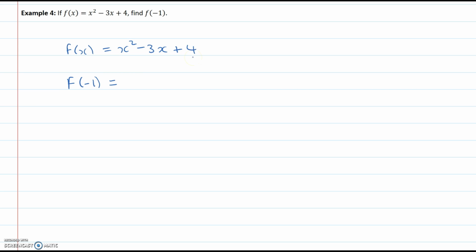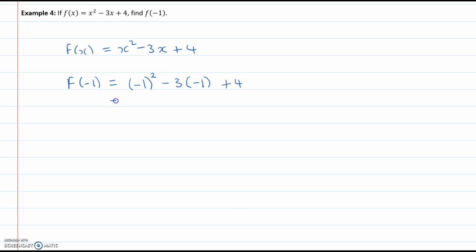Now you must do it in parentheses. That's the only thing that you have to be careful about. So the first x, take it out, replace it with negative 1, and that was squared. So the square goes on the outside. Minus 3 times the x is negative 1 plus 4.